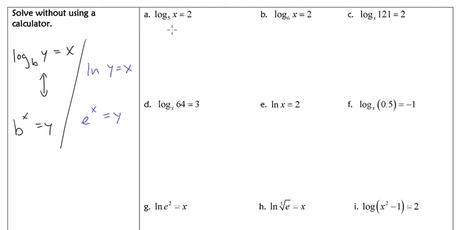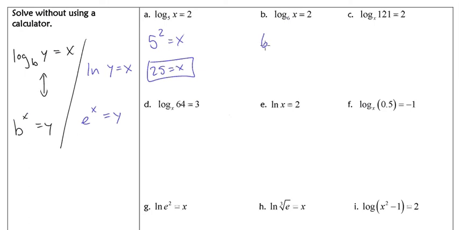So log base 5 of x equals 2. Changing that into exponential form will be that base 5 to the second power is equal to x. So what is 5 to the second power? Well, it's going to be 25 equals x. There's problem 1. Next, we have log base 6 of x equals 2.